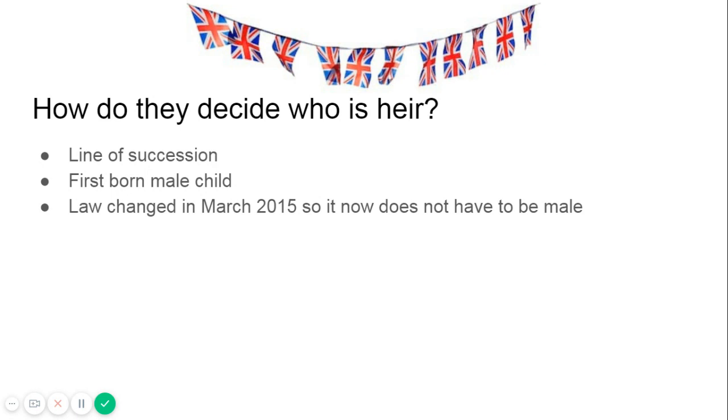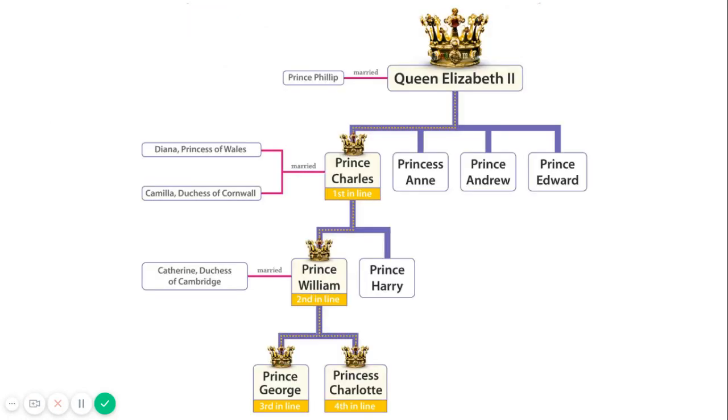But then, in March 2015, they changed the law because they didn't think it was fair that if you were a girl and you were firstborn, that you were not the heir. So now it does not have to be male, it's just the oldest child. So what does that mean for our king or queen?